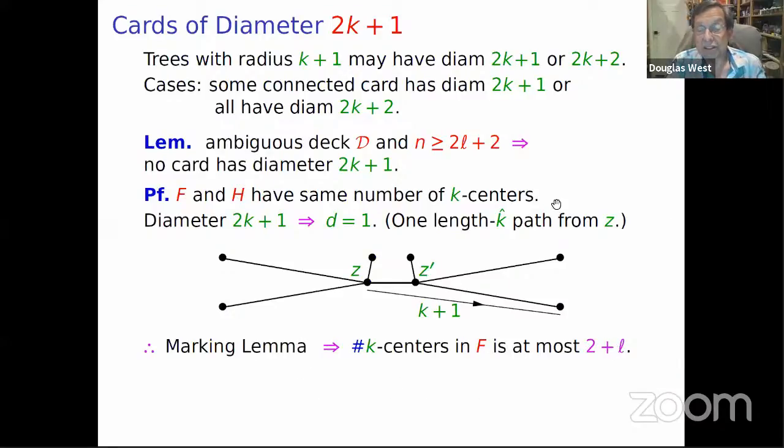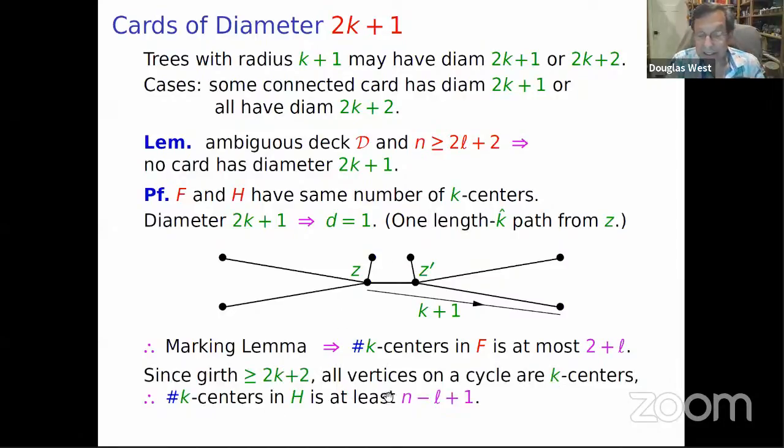But when we look at a reconstruction that has a cycle, the cycle has to have length bigger than the size of a card because all of our cards are acyclic. And every vertex on the cycle is going to be a K center. So N minus L plus one is our lower bound on the number of K centers in H. 2 plus L is our upper bound on the number of K centers in F. If we have both reconstructions, then since they have the same number of K centers, we have this inequality, which simplifies to N being at most 2L plus 1. So that excludes this possibility that one of the cards could have diameter 2K plus 1.